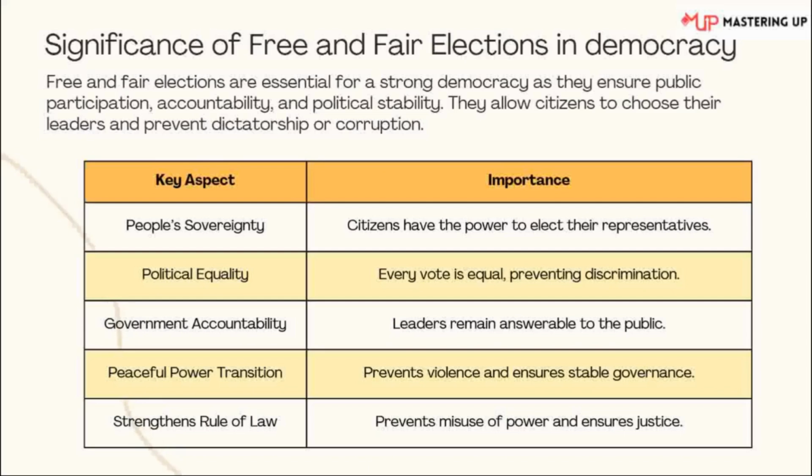People's sovereignty ensures citizens have the power to elect their representatives. Political equality, since every vote is equal, preventing discrimination. Government accountability helps leaders remain answerable to the public. Peaceful power transition to prevent violence and ensure stable governance. Strengthens rule of law to prevent misuse of power and ensures justice.